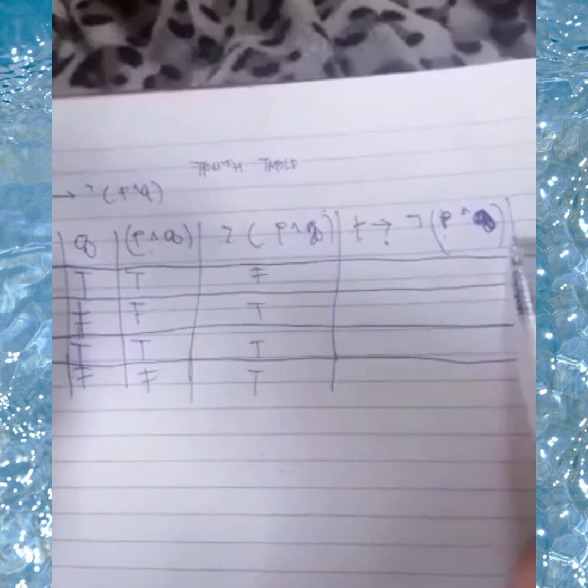Anytime we have this negation symbol, it's going to be the exact opposite of what is in front of it, basically of the P and Q. Anytime you have this negation symbol, it's going to be the exact opposite of what is here. The example: false, true, true, true.